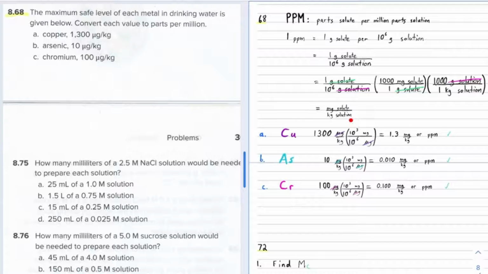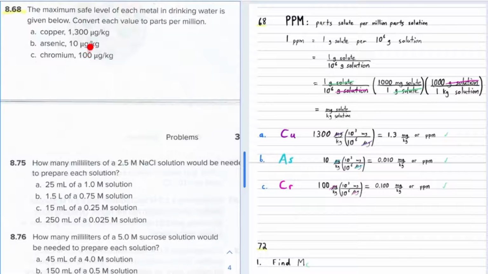So all we got to do is convert these to milligrams per kilogram. It's going to be a pretty simple conversion. They're already in micrograms per kilogram, so we just got to change micrograms to milligrams.